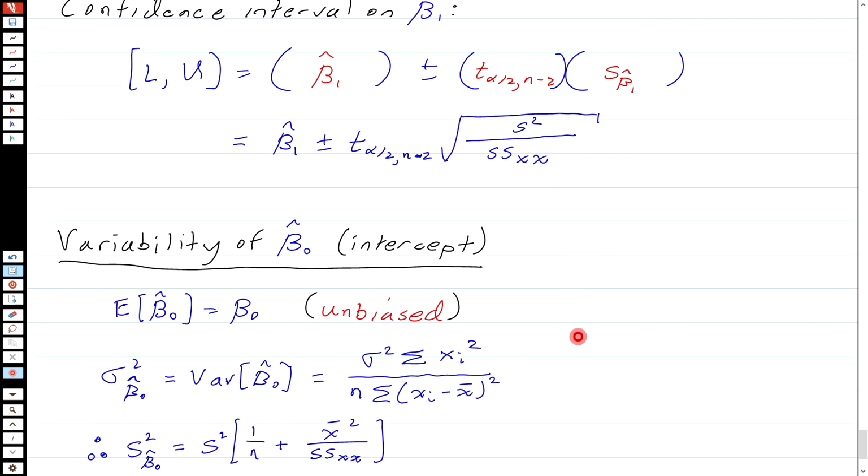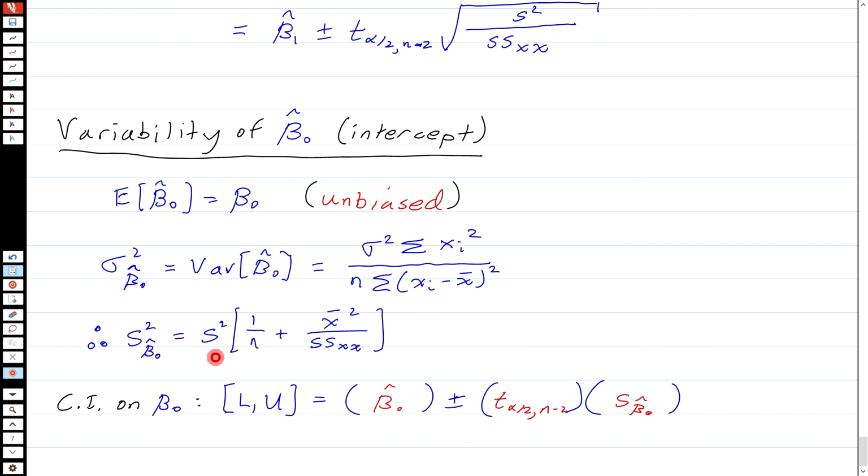The other thing we can look at is the variability of the intercept, or beta naught hat. We can again show the expected value of beta naught hat is just beta naught, and so this is unbiased. The variance of beta naught hat, we can show, is equal to sigma squared times the sum of the xi squareds over n times the sum of (xi minus x bar) squared. The sample variance is basically an estimate of this thing here. We do some manipulations and throw in our various SS's, and it turns out that the sample variance is just s squared times (1 over n plus x bar squared over SSXX).